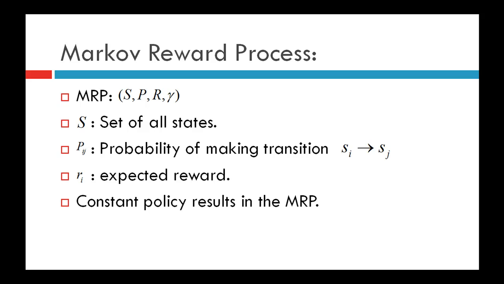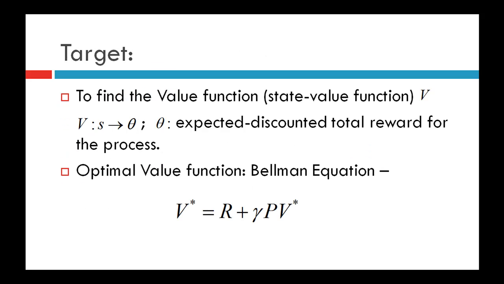If we use a constant policy for the Markov decision process, then it will result in the Markov reward process, which is defined as S, P, R and gamma. It is a 4-tuple where S is the set of all states, the components of matrix P, that is P_ij, represent the probability of making a transition to state S_j from state S_i, and R, capital R, is a reward function whose components R_i are the expected reward, and gamma is as usual the discount factor.